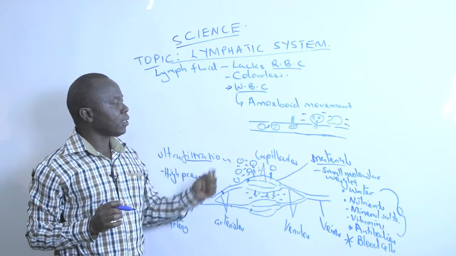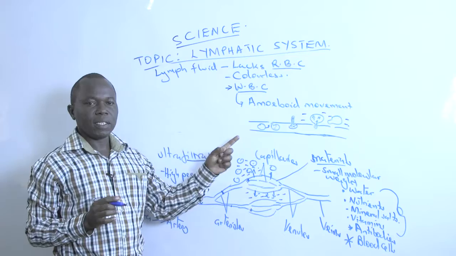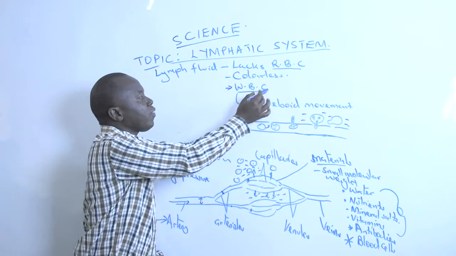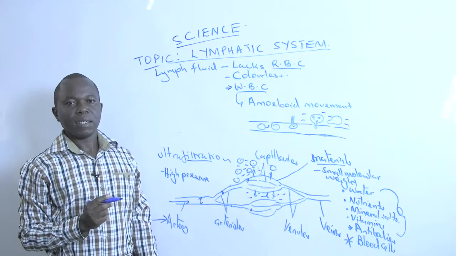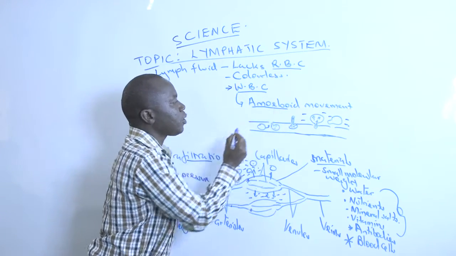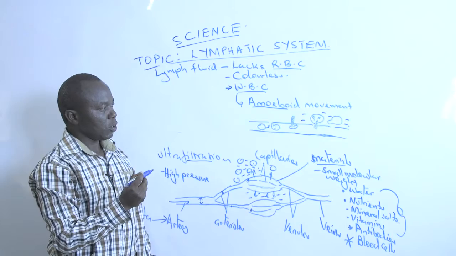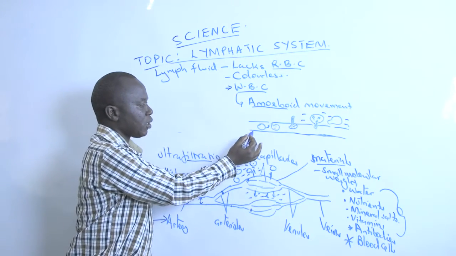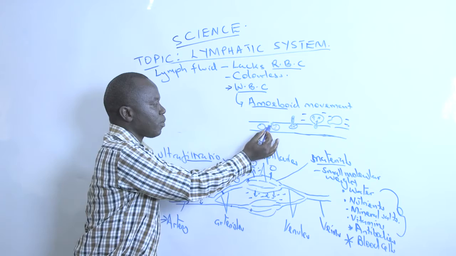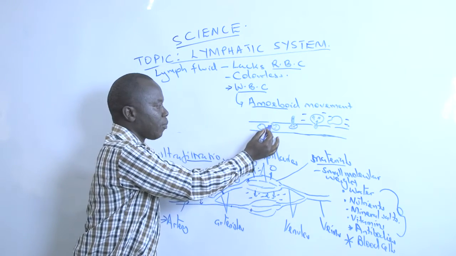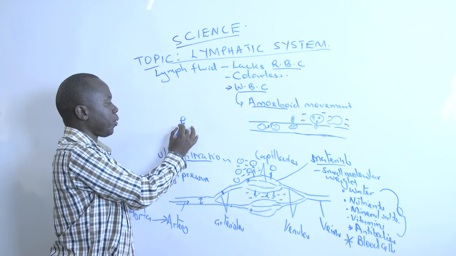How come white blood cells could be found in the tissue fluid, in the lymph fluid, and yet they are even larger than red blood cells? It is because they perform amoeboid movement. So what is this amoeboid movement? Amoeboid movement involves movement of part of the cell membrane forming what you call a pseudopodia.